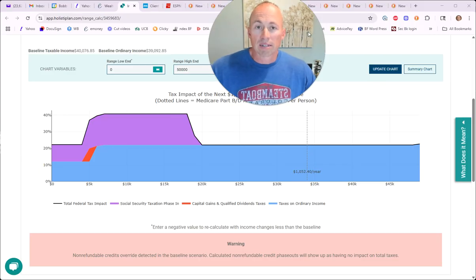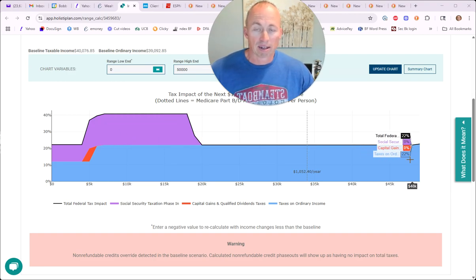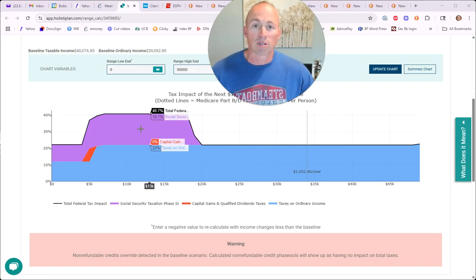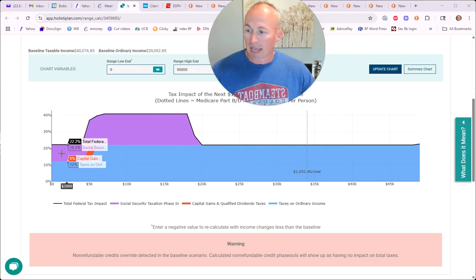So this range calculation just looks at what she is paying in taxes for every $1,000 she converts. This is over $50,000. So the next $50,000 of income she would have, what does she pay in taxes? And if we analyze that, we're looking right here. It says she pays 12% ordinary income taxes. Okay, we know that already, right? 0% on capital gains, we know that.